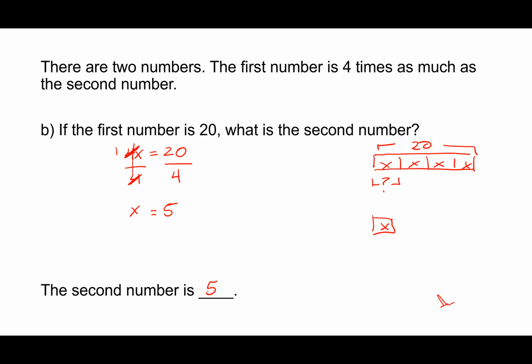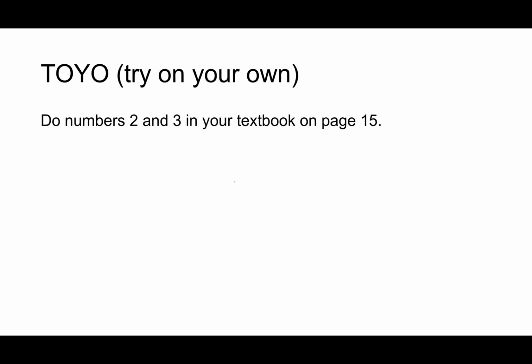Okay, let's do a couple Toyos. They're in your textbook, on page 15. Actually, I'm just going to give them to you. So number 2 is the problem 3x equals 15, and you're going to solve for x. You have a space in your notes. You've got 2 boxes where it says Toyo. Flip them over. It's on page 15, but I'm just giving them to you right now, so you don't even need to turn there.